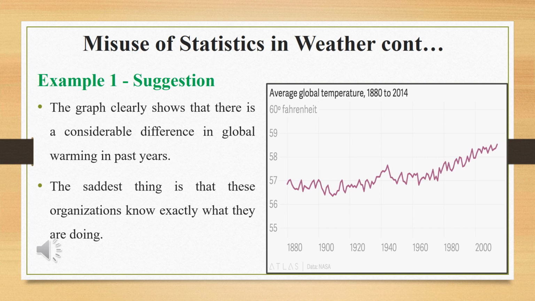The saddest thing is that these organizations know exactly what they are doing. They are making mistakes by misusing statistics, but we should not do these types of things in important fields because global warming is such a huge issue now.